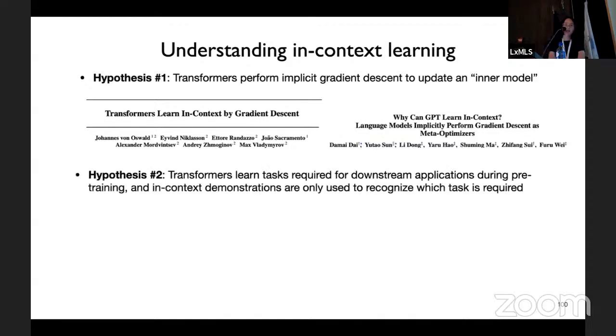And then there is another hypothesis, with some theoretical and empirical work. They argue that transformers essentially already learn all the knowledge that you need for downstream applications during pre-training. And the in-context demonstrations are only used to recognize which task is actually required, which task is triggered. So you already learned all the knowledge during pre-training. In-context learning is only used to identify which task you need.